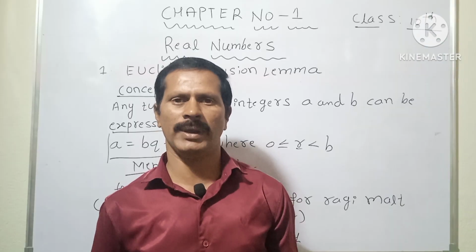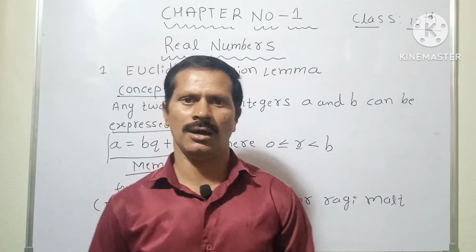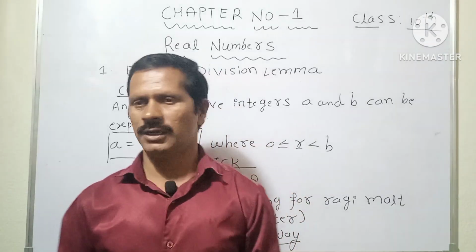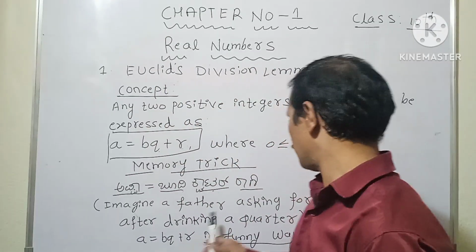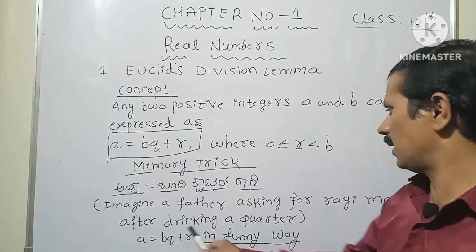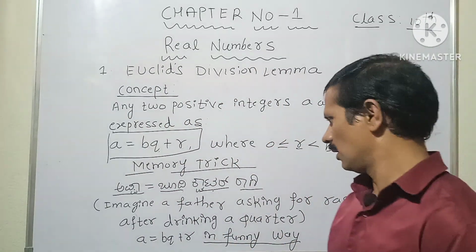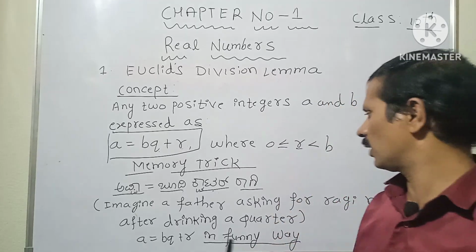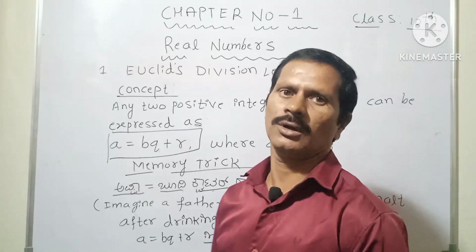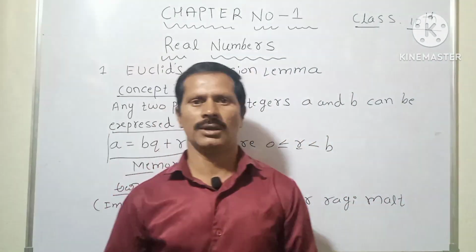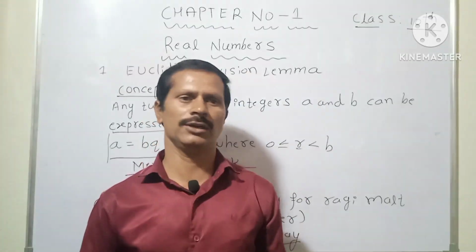How to make one sentence? Imagine a father asking for ragi malt after drinking quarter. After drinking quarter, a equals bq plus r. You have to remember this. Okay, continue.